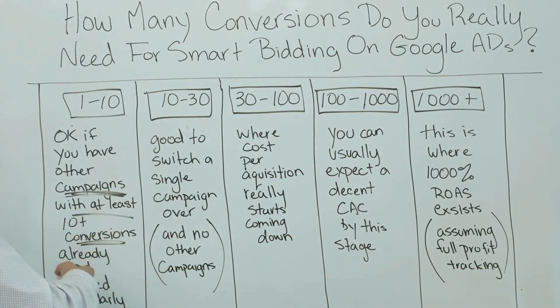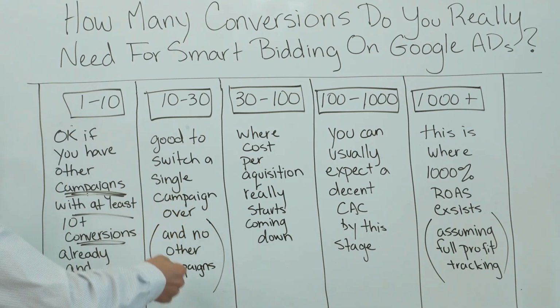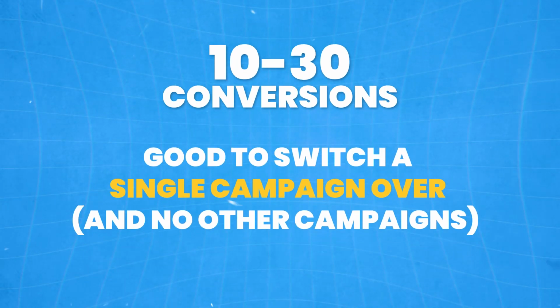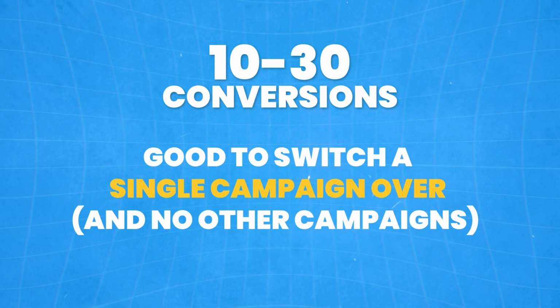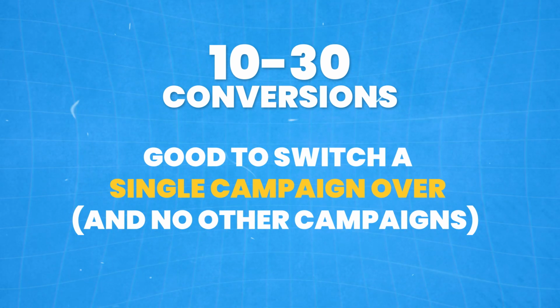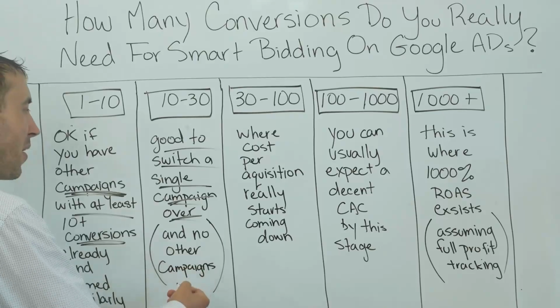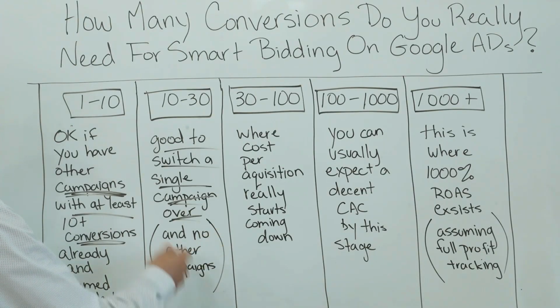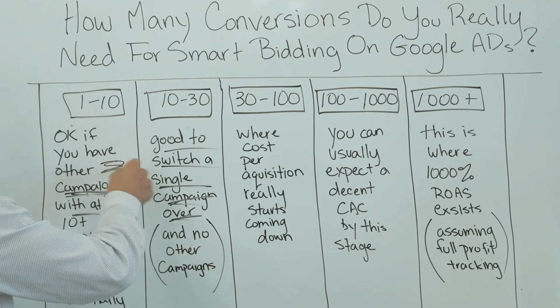If not, you want to at least wait till you have 10 plus conversions most of the time to switch on smart bidding. Once you get to 10 to 30 conversions, it's good to switch single campaigns over to smart bidding at that point in time. If you have other campaigns that already have conversions and they're similarly themed, I'm going to switch to smart bidding after 1 to 2 conversions.